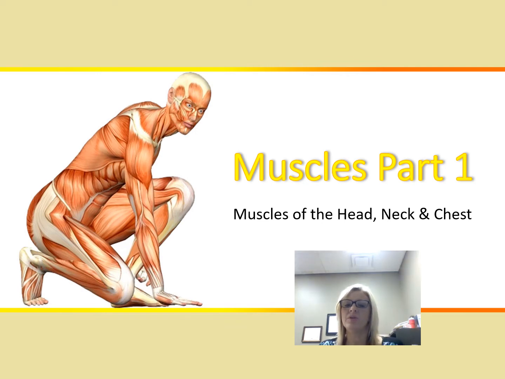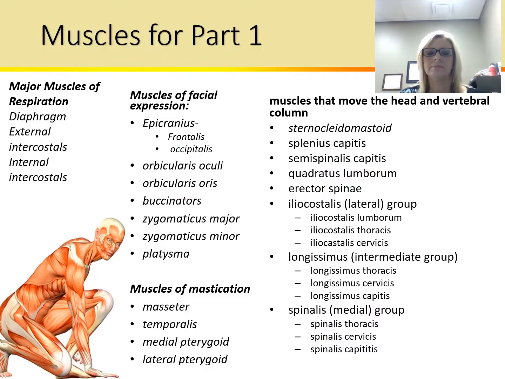Okay, so here's our review for muscles, part one: head, neck, and chest. This is our list of muscles here. We've got major muscles of respiration, facial expression, and mastication. Mastication is going to be chewing. And then we have muscles that move the head and vertebral column.